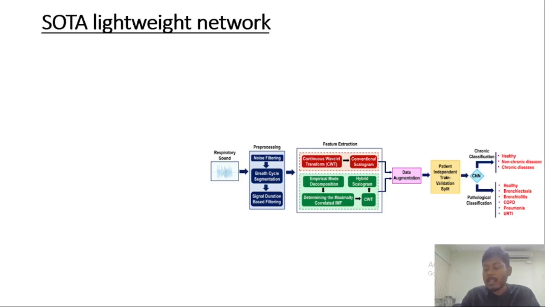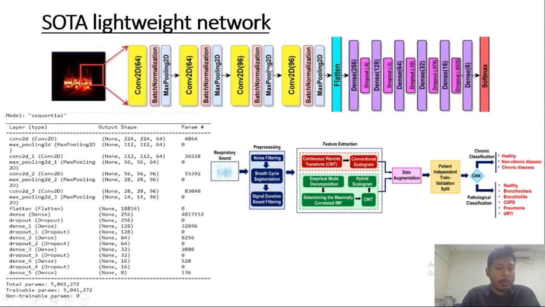In the CNN, they said their CNN is actually a lightweight CNN. Here I have shown the CNN block diagram. It contains 2D CNN blocks followed by batch normalization and max pooling 2D, and this block is repeated 4 times with different numbers of filters. Then they flattened the output of the last convolution layer, and then some dense layers are there, and at the end a softmax layer is applied for classification.